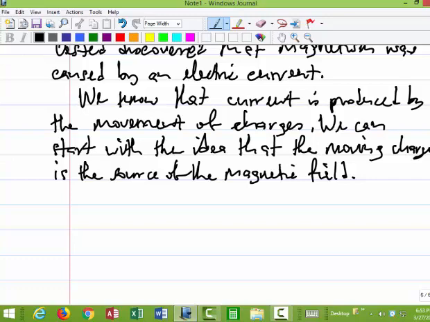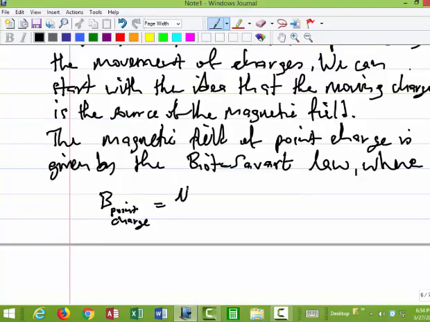Just like we saw with electric charges, the electric field of a point charge can be described using Coulomb's law. For a point charge moving, the magnetic field of a point charge is given by something called the Biot-Savart law. The magnetic field of a point charge is equal to mu naught over 4 pi, then Q, which is the charge, V cross r hat divided by r squared.